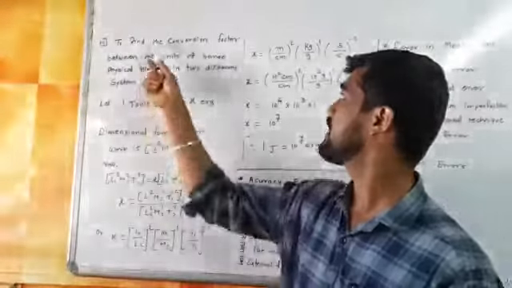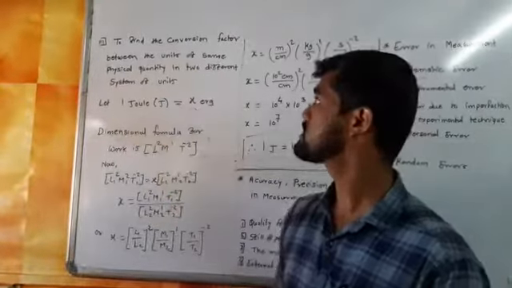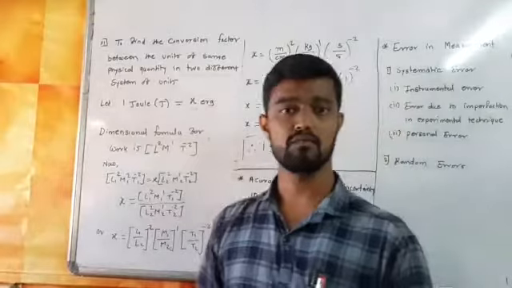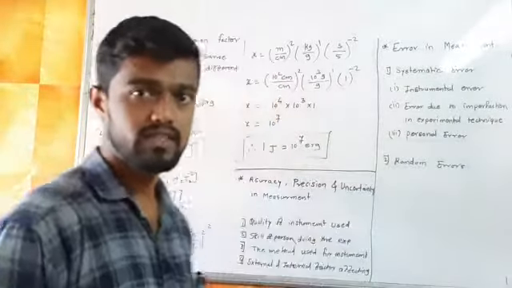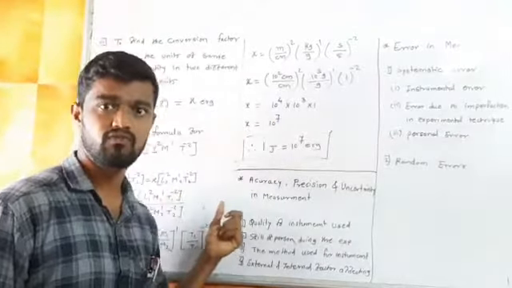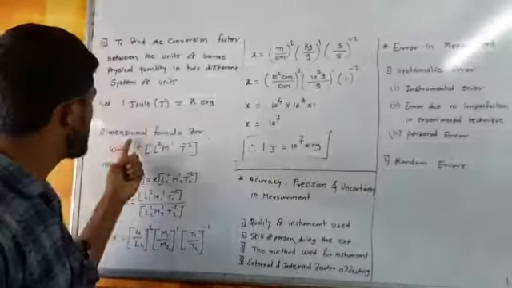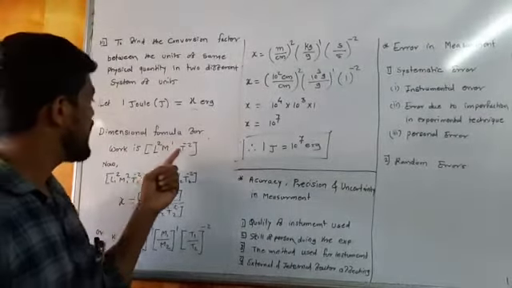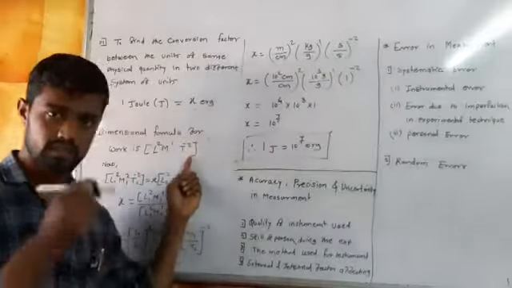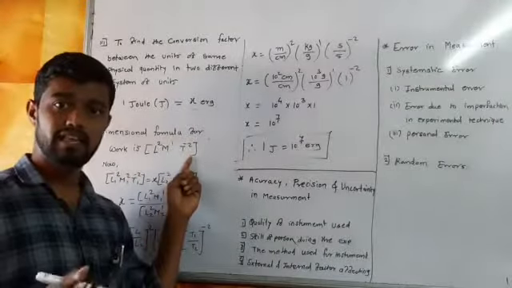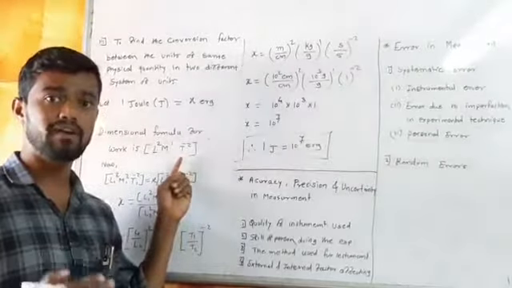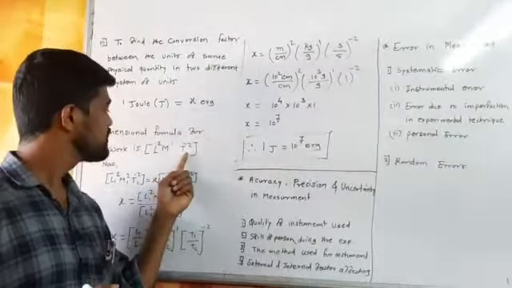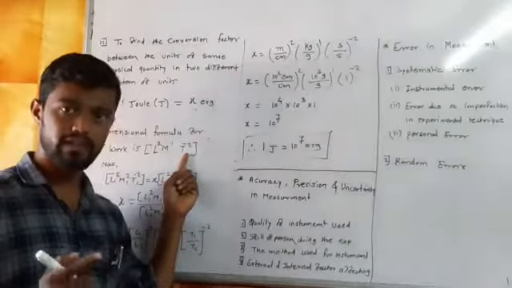The third use is to find the conversion factor between the units of the same physical quantity in two different systems of unit. First, we know the dimensional formula of work done: L^2 M^1 T^-2. L^2 means length to the power 2, M means mass to the power 1, and T means time to the power minus 2.